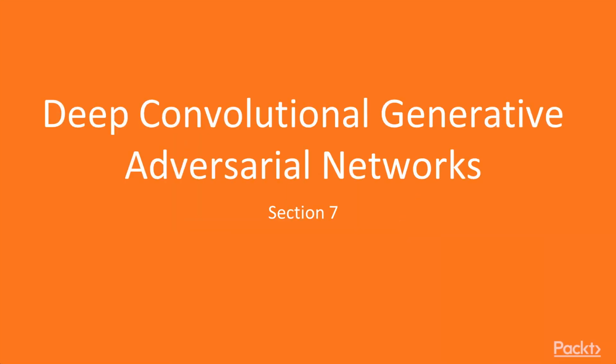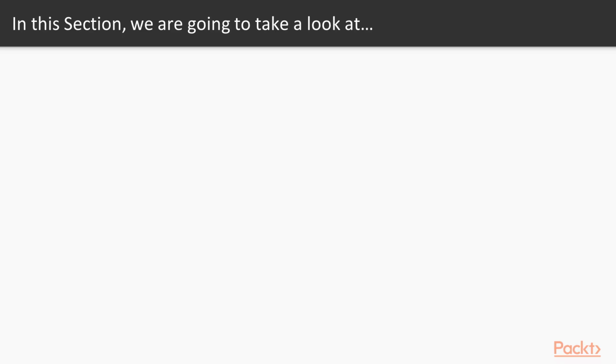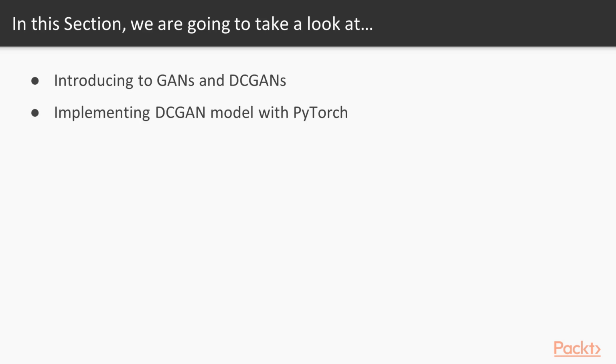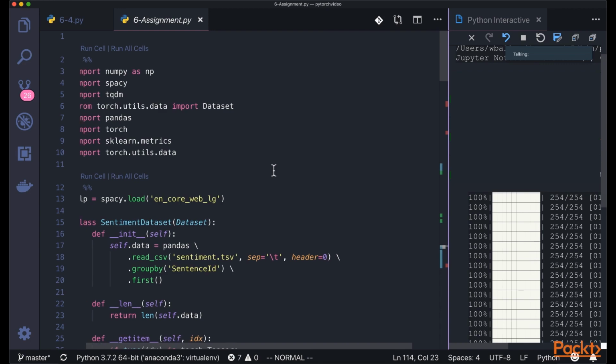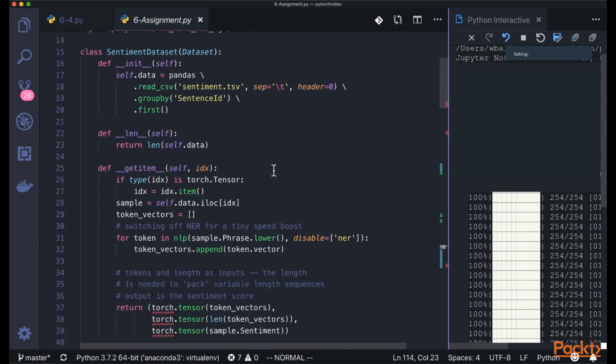We'll take a look at deep convolutional generative adversarial networks. We'll start off by taking a look at generative adversarial networks and deep convolutional variants, and then we'll implement a deep convolutional generative adversarial network model with PyTorch. We'll actually train and evaluate it on a data set, and then finally we'll take a look at what it takes to improve performance. First, let's take a look at the result of the assignment from the last section.